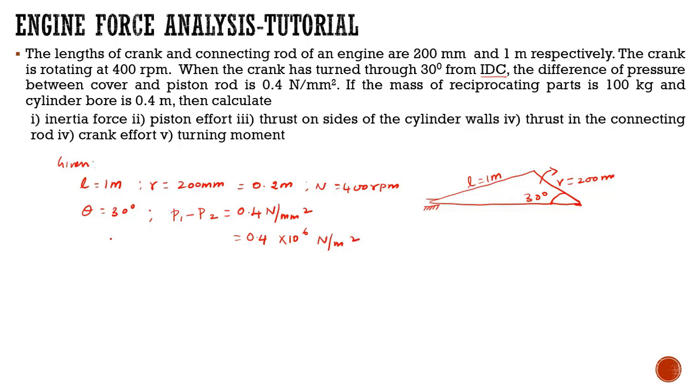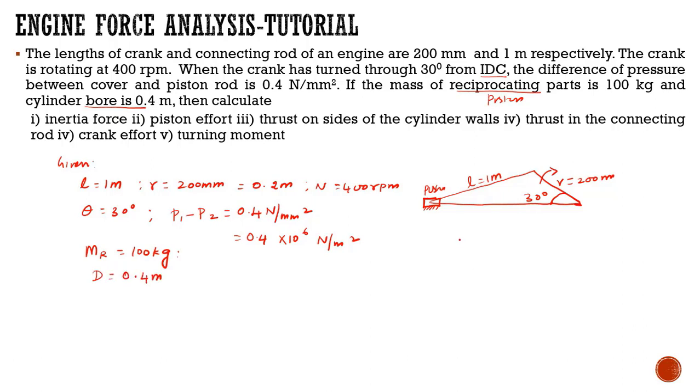Then the mass of the reciprocating parts is given. The reciprocating parts means the piston, so the MR value is 100 kg. And then we are given the bore value, that is the diameter of the cylinder, capital D equal to 0.4 meter.